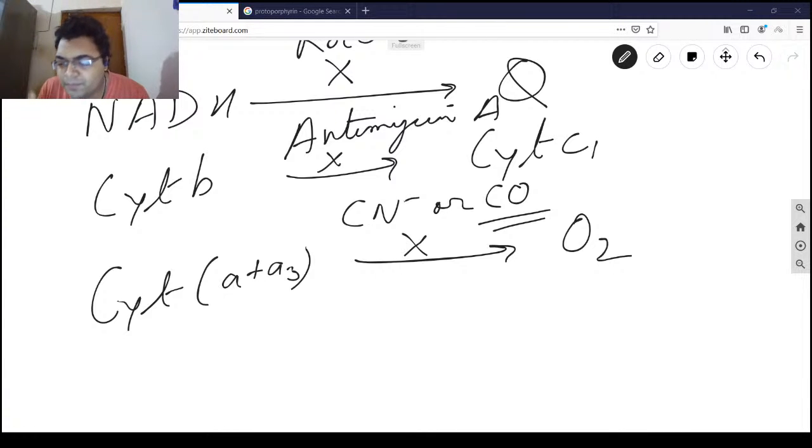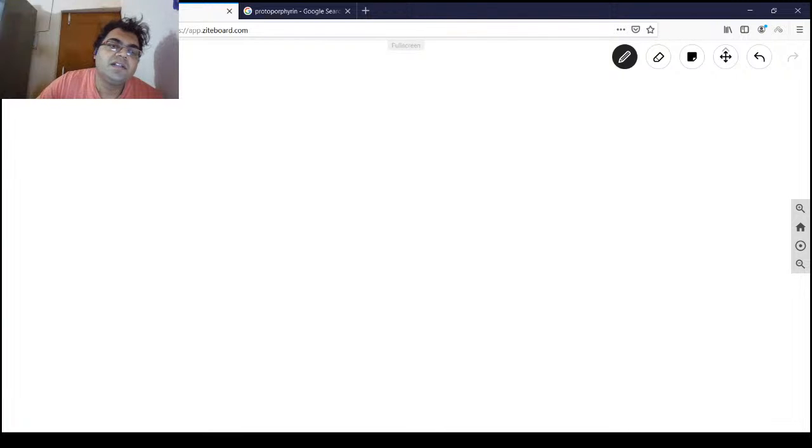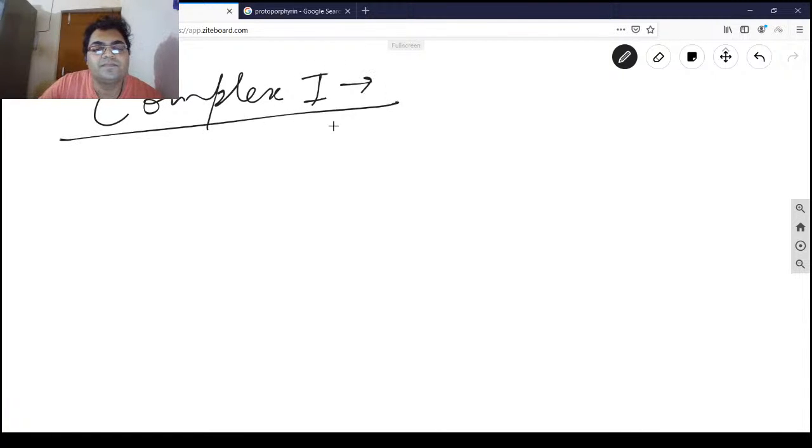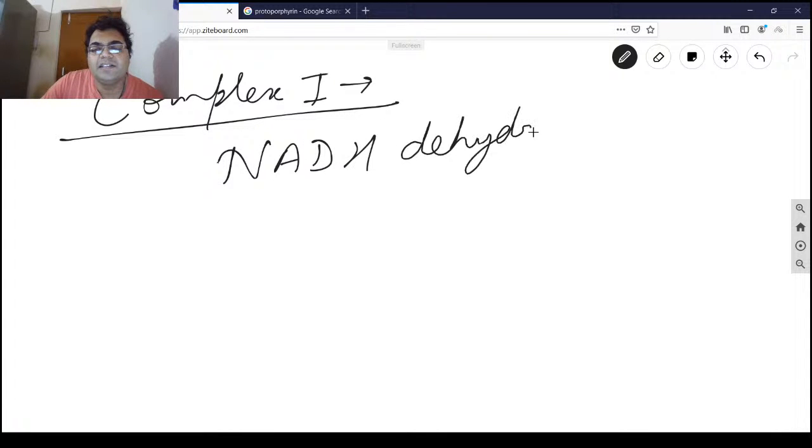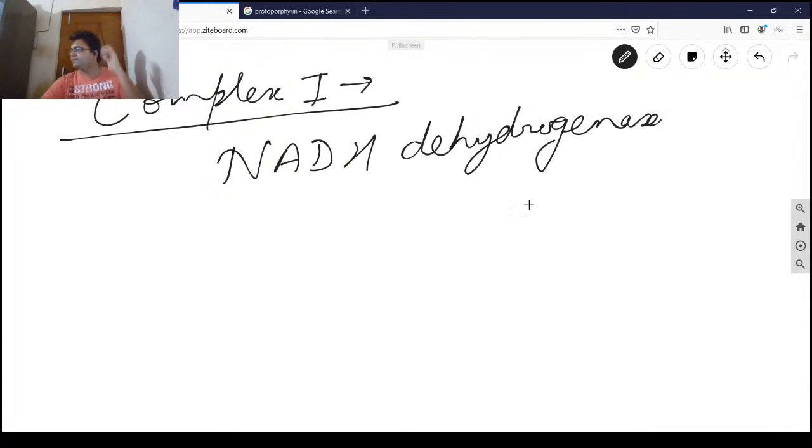Next we will come to the very first system, or very first complex, I should be saying. That complex's name is complex 1. Complex 1 is also known by the name NADH dehydrogenase. Okay, next we come to complex 1, also known by the name NADH dehydrogenase.